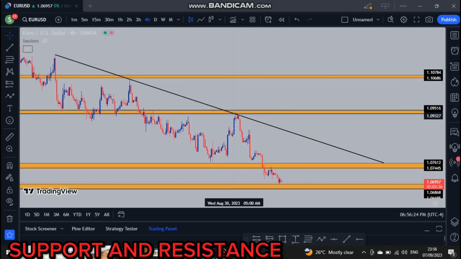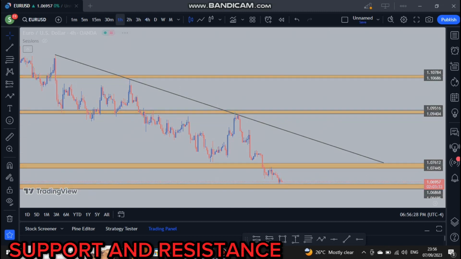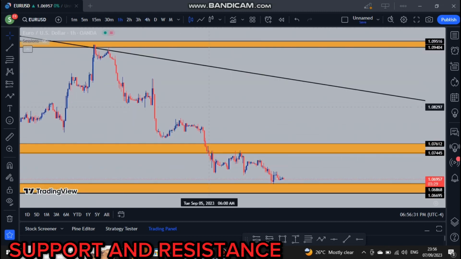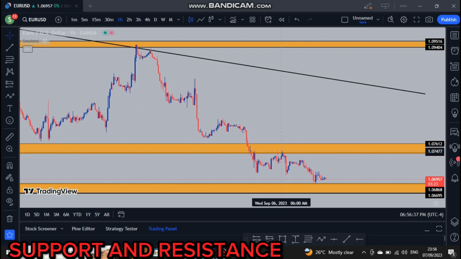And on the 1 hour, we are going to be drawing our counter trend line. This is our main support and resistance zones. So if this is our resistance zone now, and this is our support, if the market can break through this area, we'll be looking to continue that downtrend.